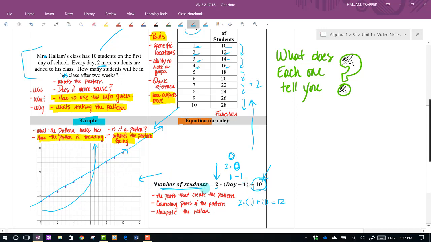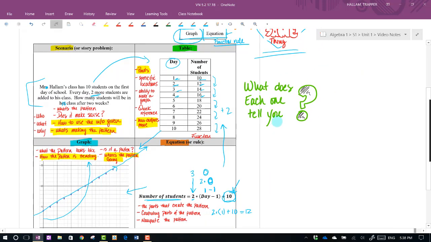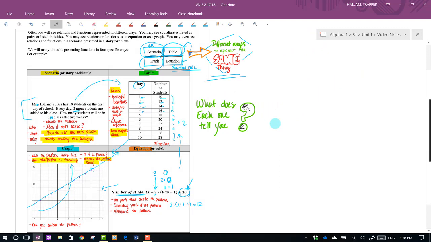But the more important thing is this rule. If we change this piece to 3, meaning 3 students a day are added, then that changes what happens up here. So this is kind of the inner workings of the function rule. This is the specific values or points or integers in this case that we're looking at. This is a visualization, the graph is, and then this explains it so that we can make sense out of the whole thing. Okay? So those are the 4 main parts of a function rule.